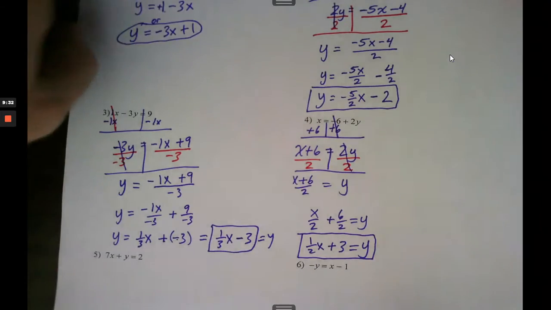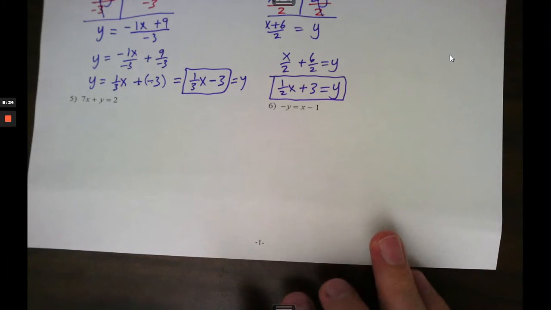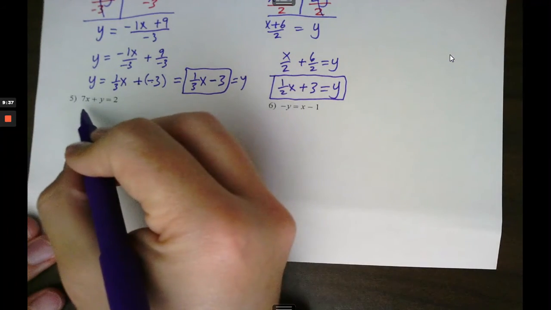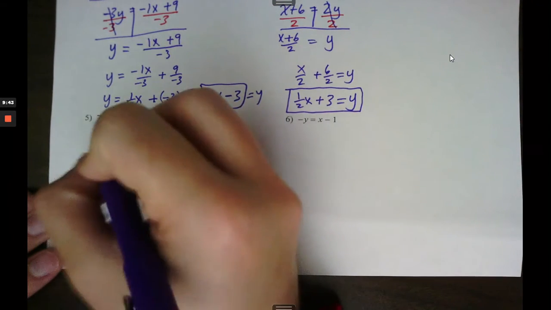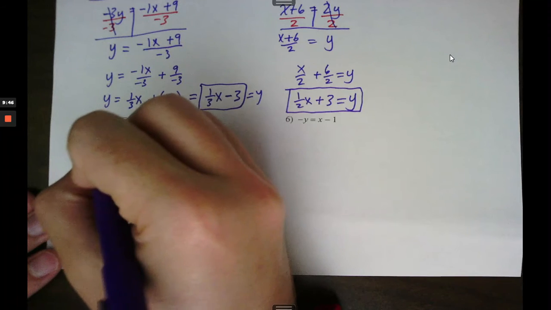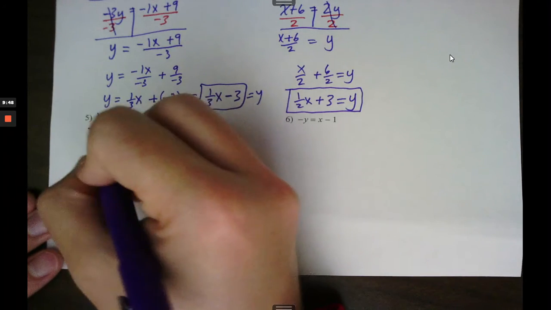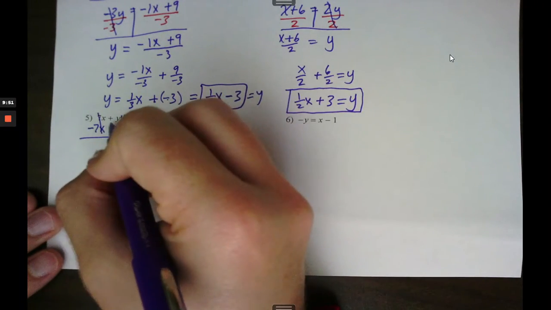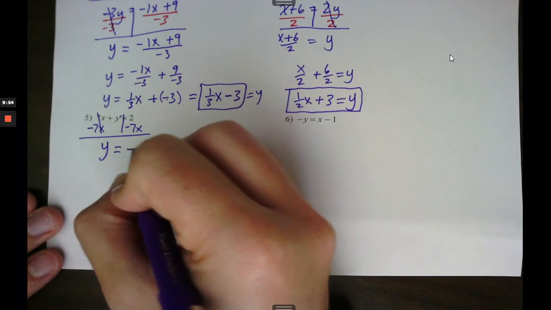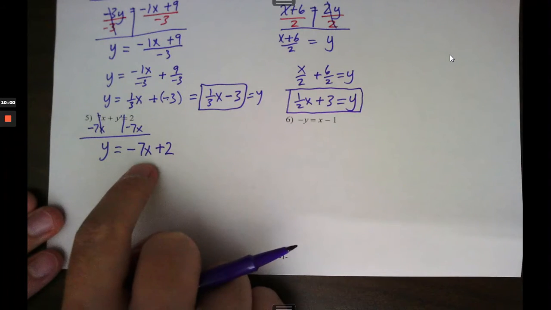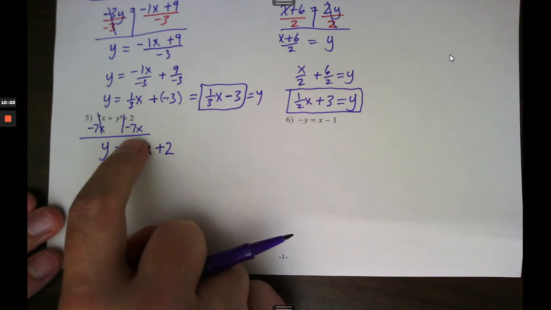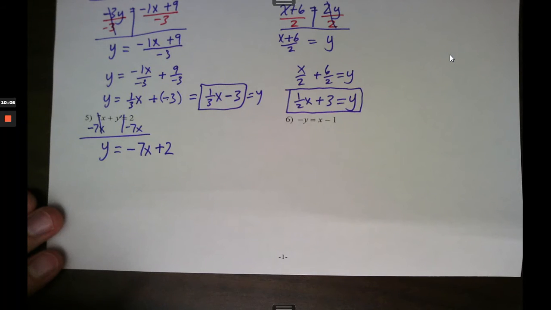Okay, moving on to number 5. 7x plus y equals 2. This one's pretty easy because I don't have a coefficient in front of the y. All I have to do is move that 7x. So I subtract 7x on both sides. All that's left over here is y. And I have negative 7x plus 2. Again, I choose to put the x term first. You technically could put 2 minus 7x and that would be fine as well. But I like to go ahead and put my x term first. That idea of standard form that we talked about earlier in the year.